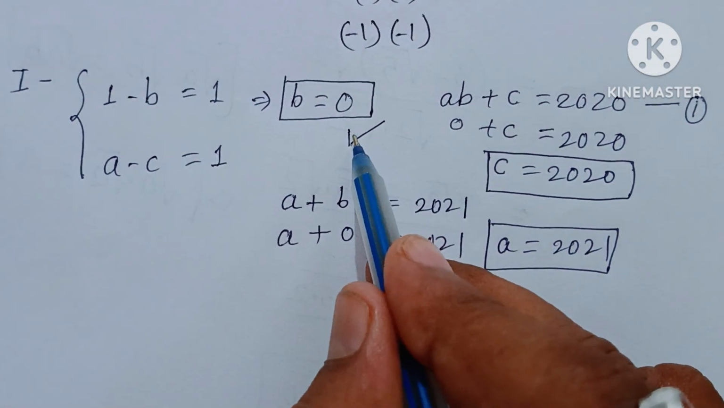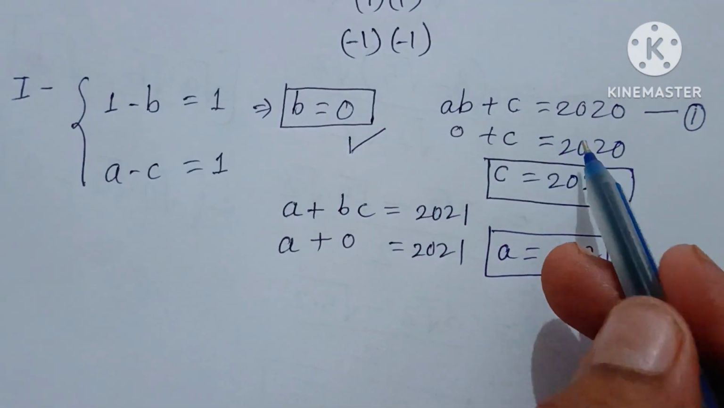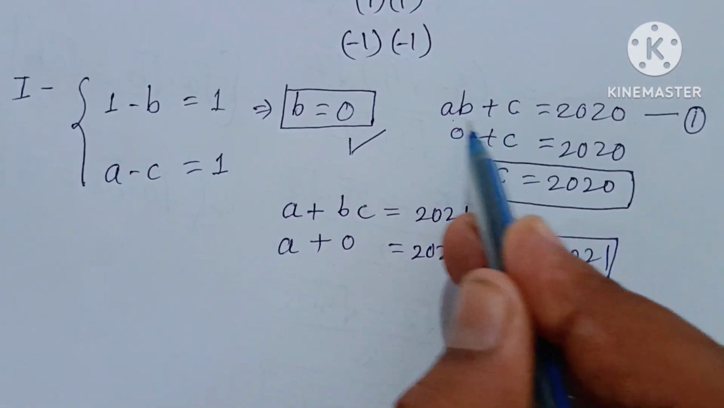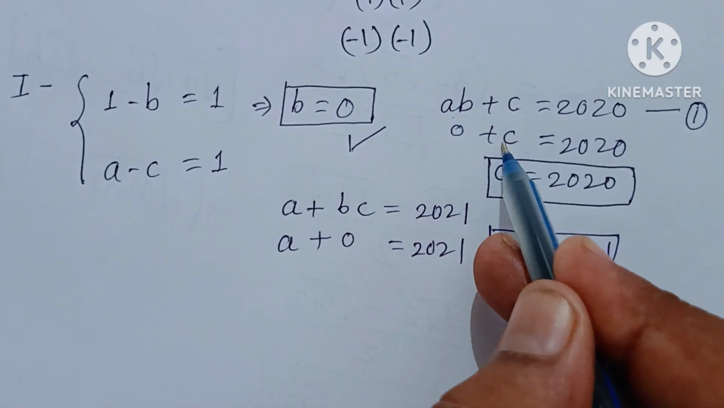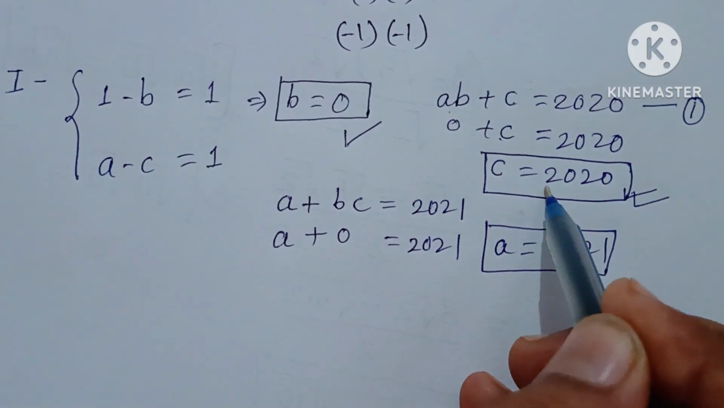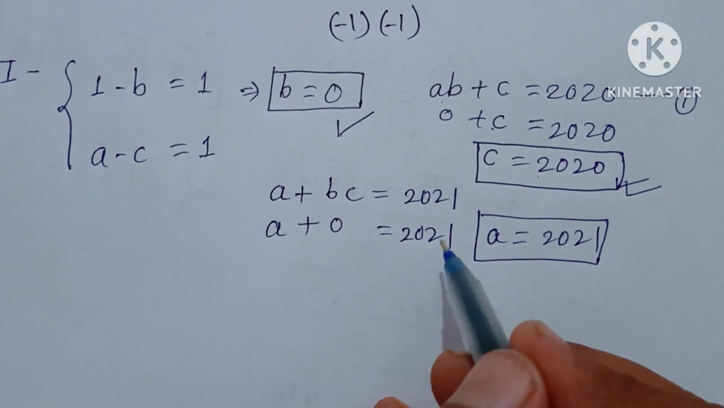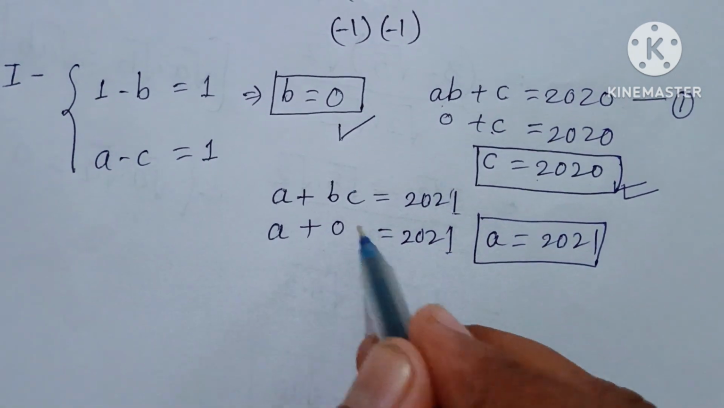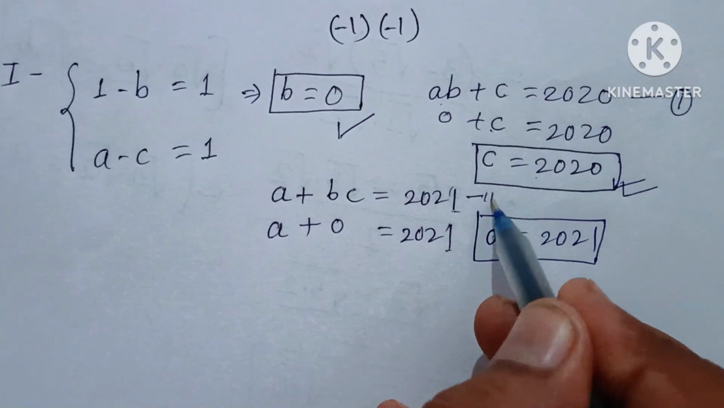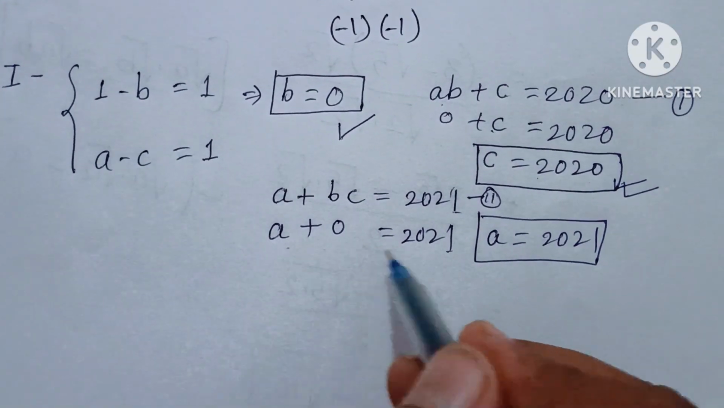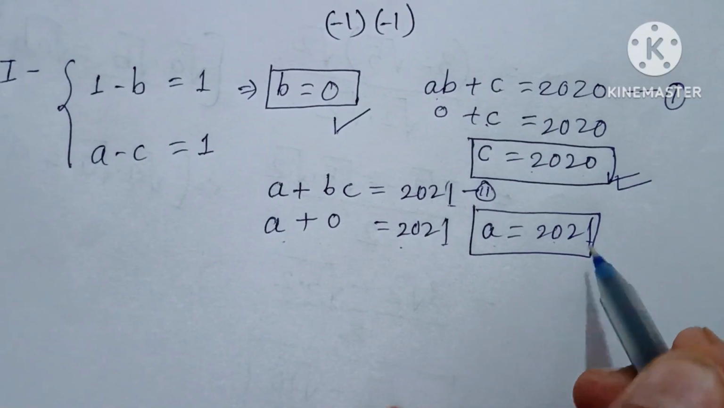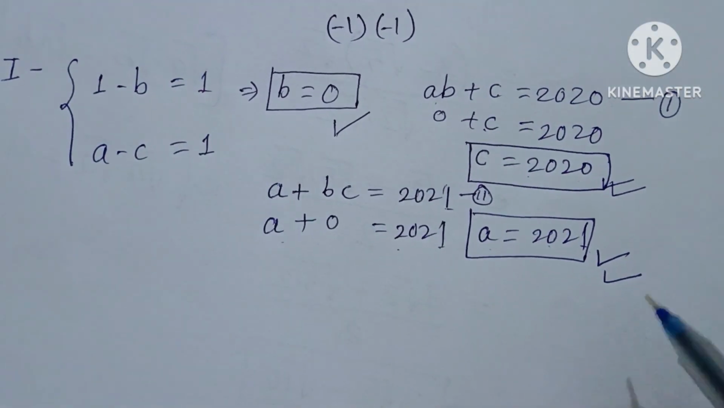So in this way we have got value B is equal to 0. We have put this value of B in equation 1. So here we put value of B is 0, so this whole term becomes 0. So we got the value of C, value of C is 2020. Then we have put the value of B in equation number second. So we got the value of A is 2021.